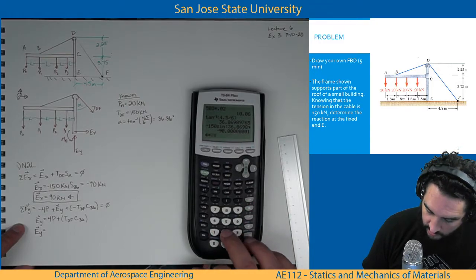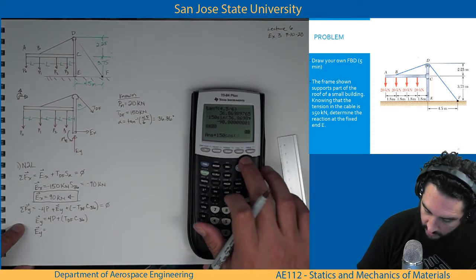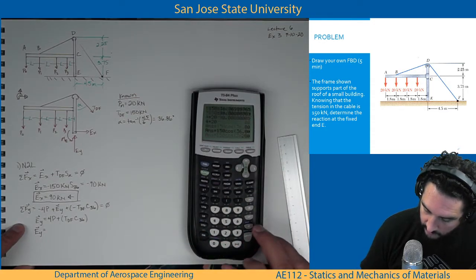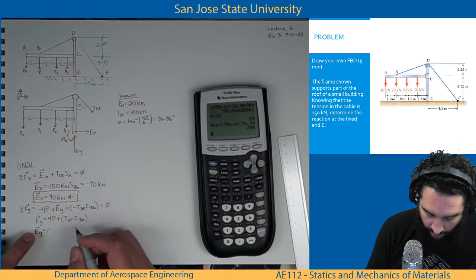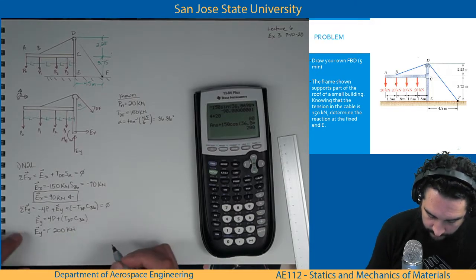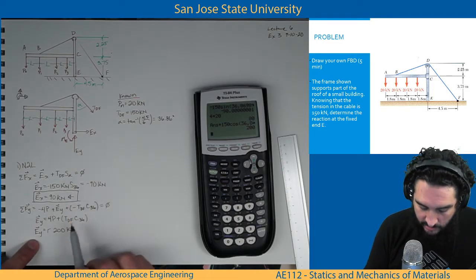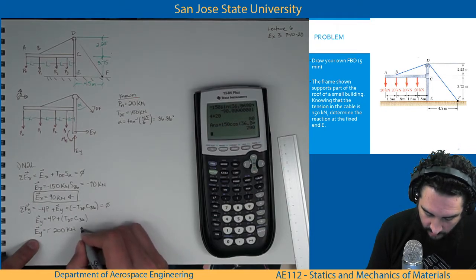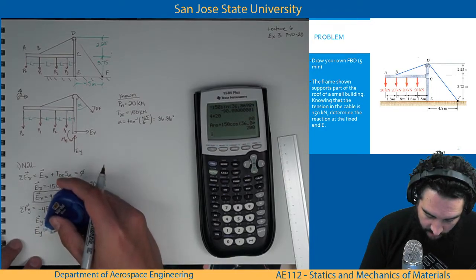Four times 20. Add to that 150 cosine of this angle. 200 kilonewtons. I don't know why I drew that character. Okay, so the assumed direction that we chose for EY is correct, and so it will remain positive, and we'll call that upwards, and I'll white out this little E or F that I was going to write here.